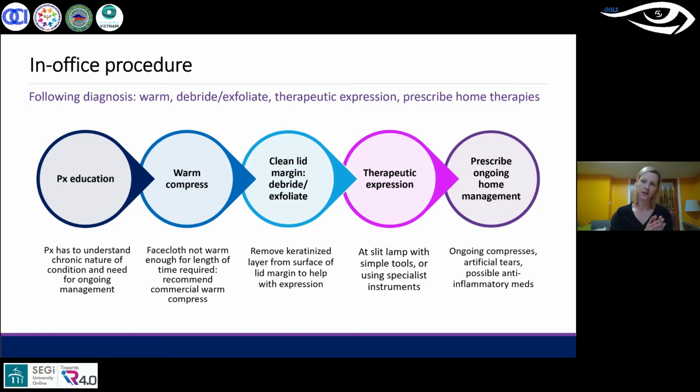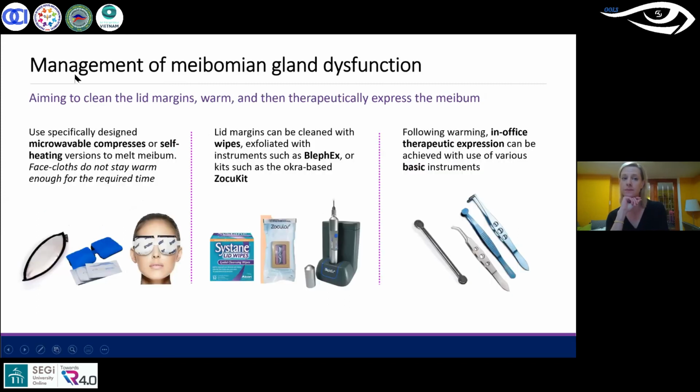So warm first, get everything a bit softer. Anaesthetic can help with comfort along the lid margin. It can also help soften the tissue if you have that available. Clean it down, and then you can do some therapeutic expression. I'll give you some examples of how that can be done in a moment, to express the glands fully and try to clear things out while your patient is in the office. And then, of course, because it's a chronic condition, as I've laboured the point, you're going to want to prescribe some ongoing management for home use.